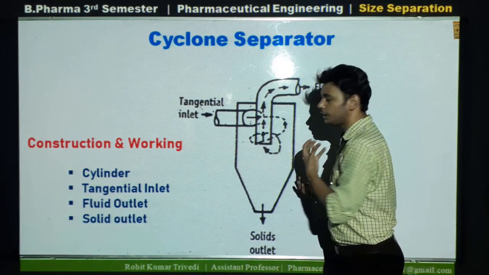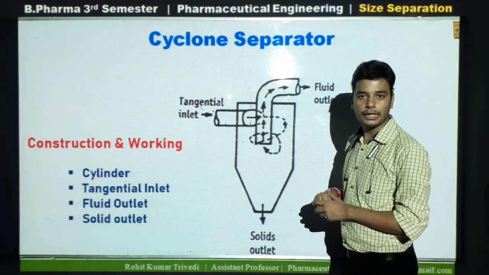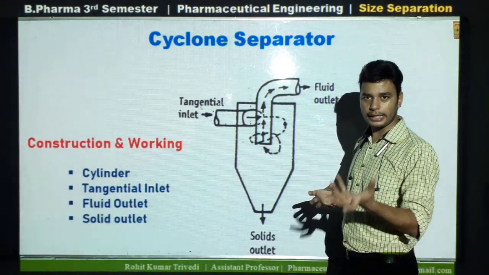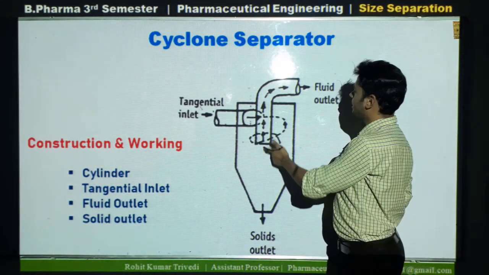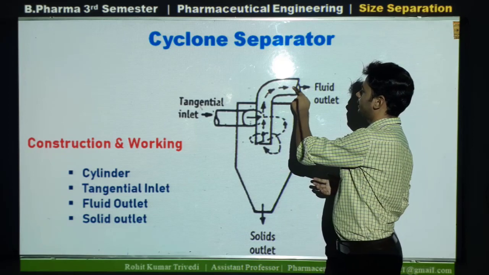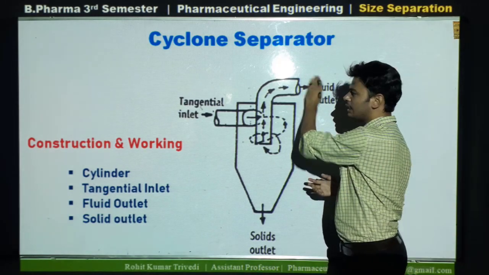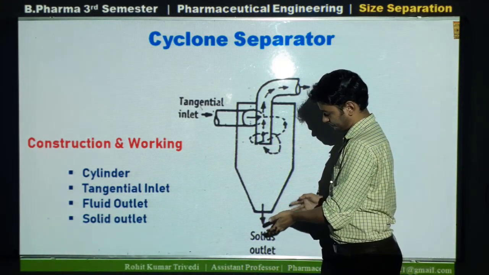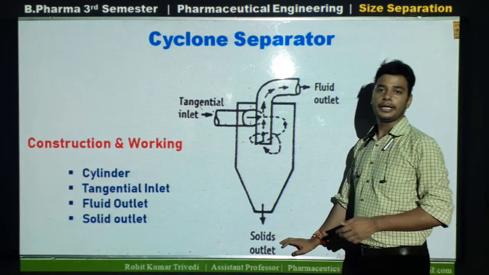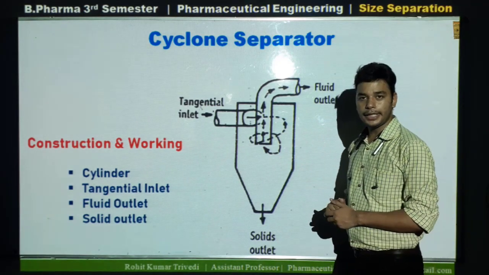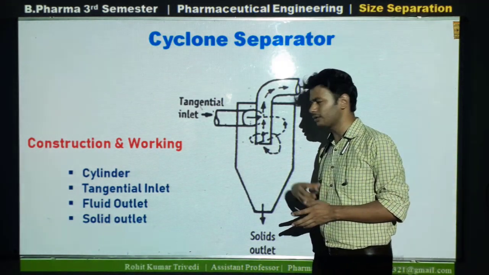With time, the velocity of the air will decrease and the heavy particles will fall down to the bottom of the cyclone separator. The light particles, the very fine particles that have very low weight, are taken with the air and out of the cyclone separator through this fluid outlet. Ultimately we can collect the very light particles there, and the heavy particles are collected at the solid outlet. The material is separated on the basis of particle size and weight. This is the basic functioning of the cyclone separator. It is very easy, not that complicated.